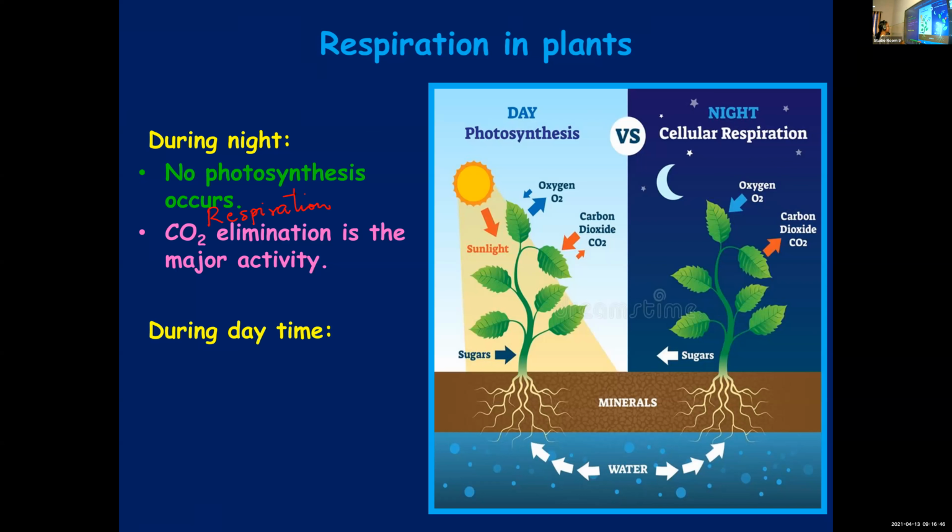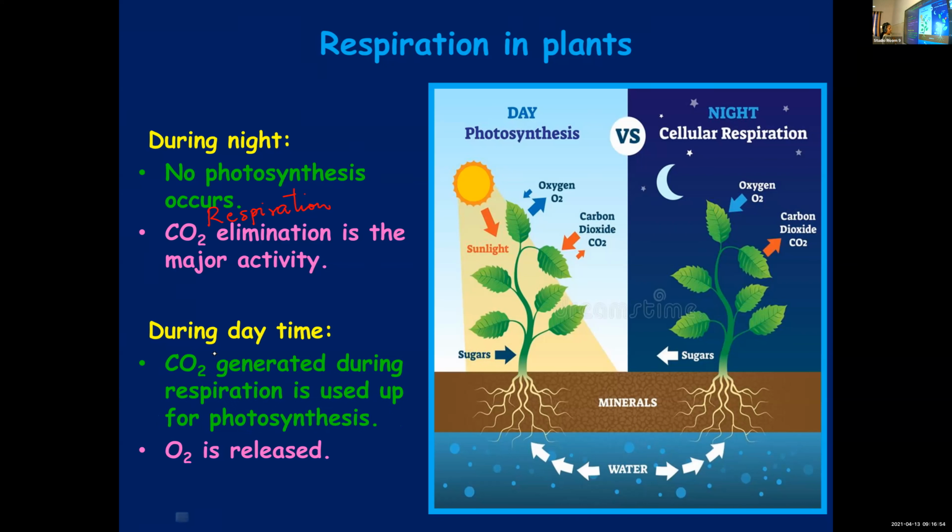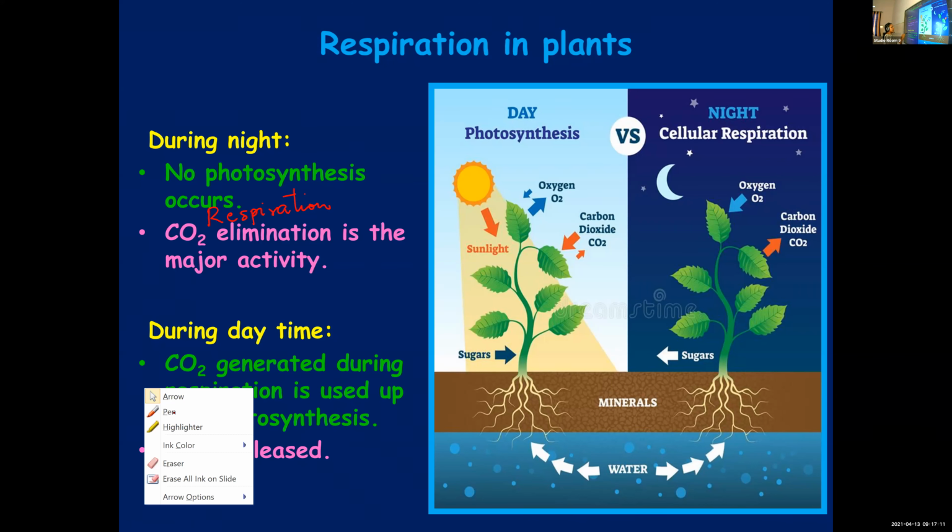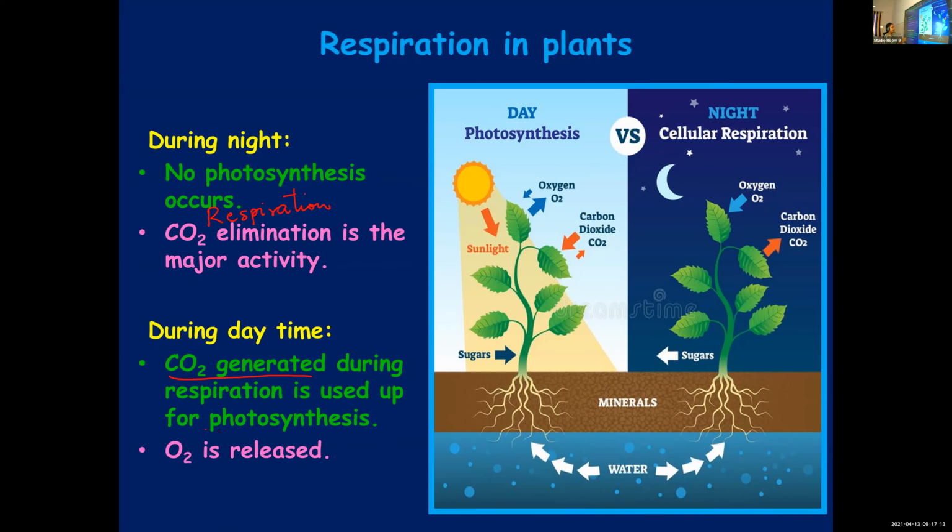Now let's see what is happening during daytime. During daytime, sunlight is available, photosynthesis will take place. I told you whether it is day or night, they also respire. They need oxygen and they give out carbon dioxide. But the carbon dioxide which they produce as a result of respiration can be used for carrying out photosynthesis. That is why during the daytime plants are not giving out carbon dioxide.